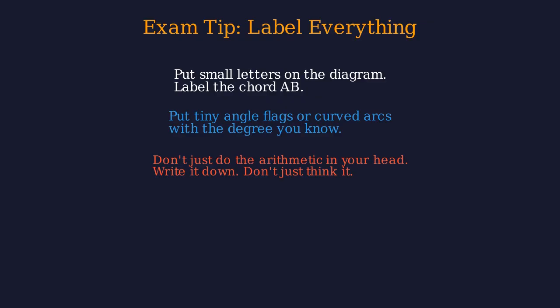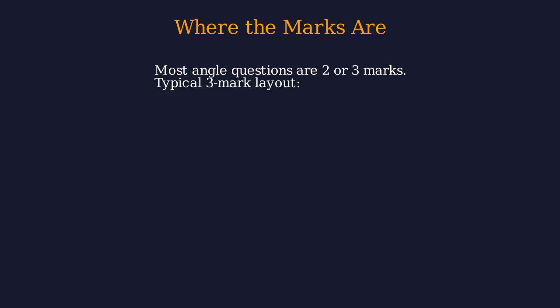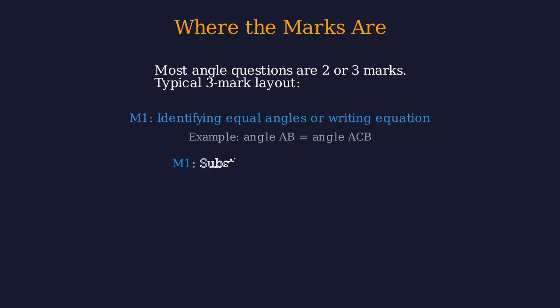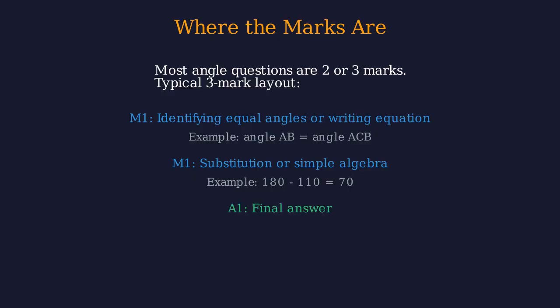The exam technique. Here's where the marks are. Most angle questions are 2 or 3 marks. Typical 3-mark layout. M1 for identifying equal angles or writing the equation. M1 for carrying out the substitution or simple algebra. A1 for the final answer. Example, if you write angle ADB equals angle ACB, that's M1. If you compute 180 minus 110 equals 70, that's another M1. The numeric answer 70 degrees is A1.